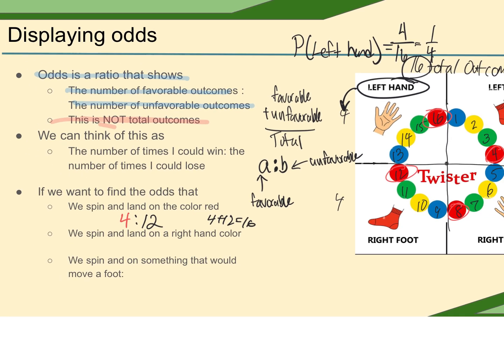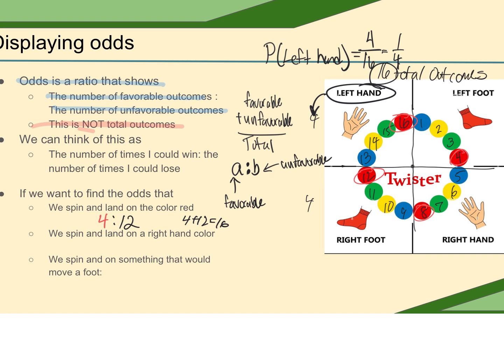How could I spin and land on a right hand color? If I think about the right hand, that's any of the numbers 5 through 8, and you can see that there's 4 of them, but then there's 12 on the other side. Now, one thing we talked about in class is to always be aware that if you can reduce, both these numbers are divisible by 4, so I'm going to reduce them to 1 to 3. If I divide 4 by 4, I get 1. If I divide 12 by 4, I get 3. And so this is the way that we want to leave our answer.